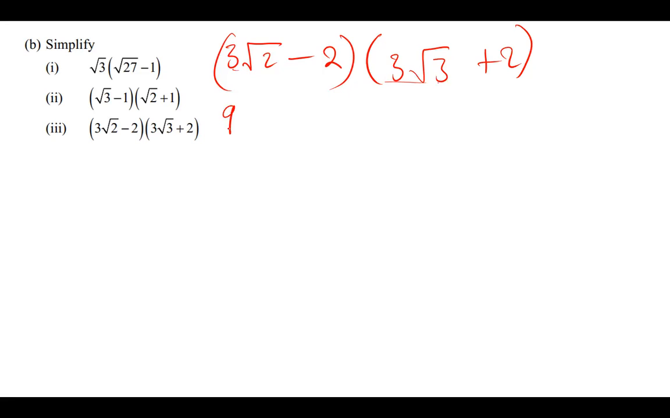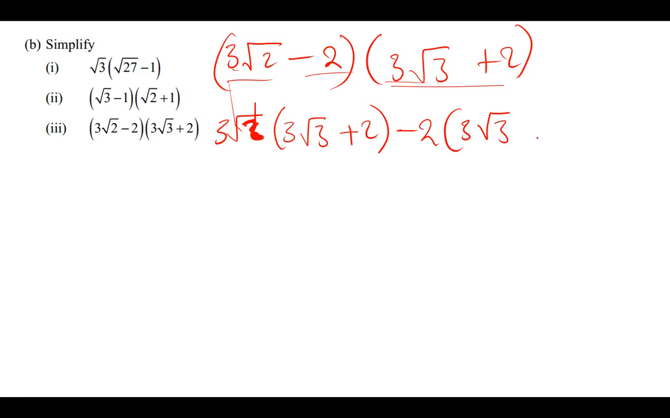Okay, let me just write it in a proper way that everyone will be able to understand. So we have root 3, 2 root 2 times 3 root 3. This one is just the same as first this multiplying with everything there, and then this multiplying with everything there. So we have the root of 2, we have 3 root 2, and then times everything there. So we say 3 root 3 plus 2. Then we also have minus 2, 3 root 3 plus 2. So this minus 2 also multiplies with everything there.